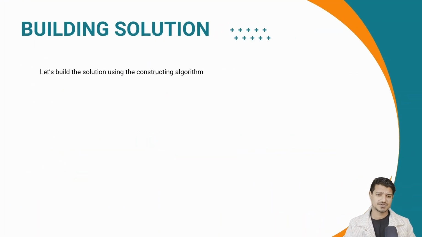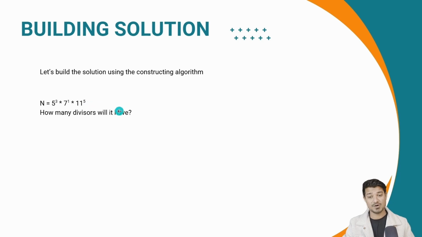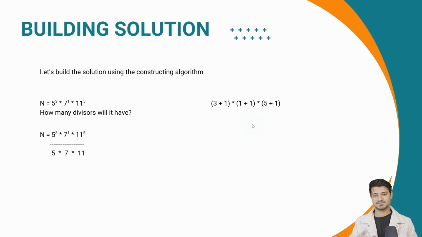So let's build the solution using a constructive algorithm, right? So let's say this is a number: 5 raised to power 3 times 7 raised to power 1 times 11 raised to power 5. So how many divisors will it have? Simple, (3 plus 1) times (1 plus 1) times (5 plus 1). Why is that so? Right, let's build it.